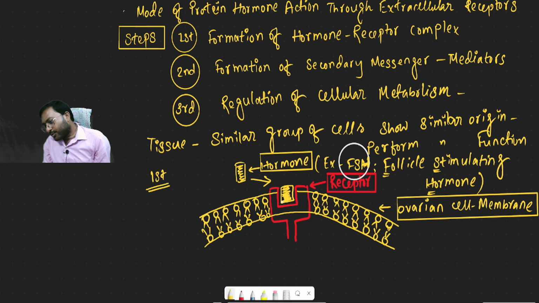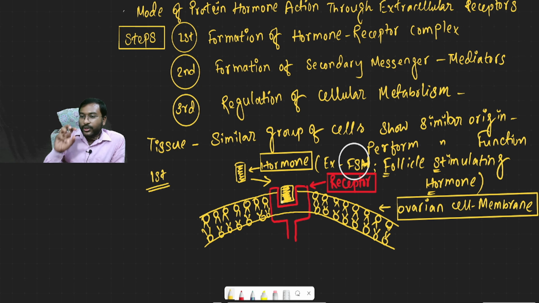So to execute the action of the protein hormone through extracellular receptors, there are 3 steps. First step is the formation of hormone receptor complex. Second step is formation of secondary messengers or mediators, and the last one is regulation of cellular metabolism. Each hormone normally produces a particular type of effect on its target tissue. And by definition, a similar group of cells showing similar origin and performing similar function is known as tissue.